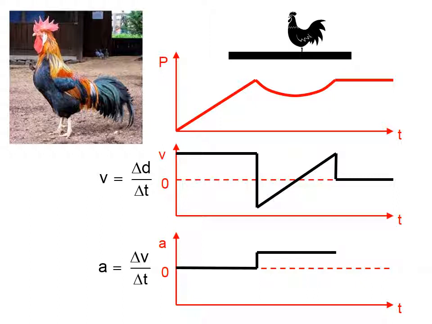So the acceleration time graph will jump up and be some positive constant number up until right there, and then when the velocity time graph is horizontal, that is no change in velocity, therefore no acceleration.